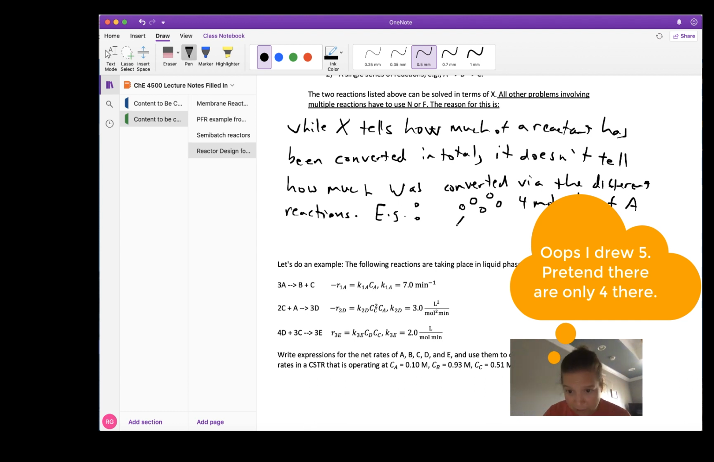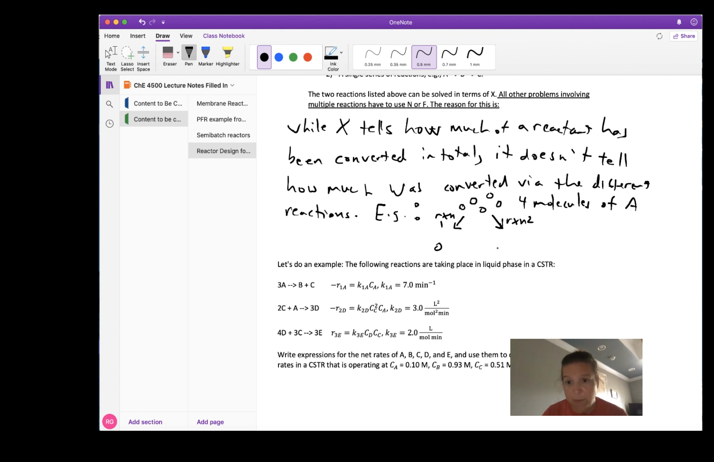and I have one reaction, call this reaction 1, and I have another reaction 2, and reaction 1 consumes 1 molecule and reaction 2 consumes 2 molecules. Then X_A is equal to 0.75, but that only tells me the total amount converted. It does not tell me the extent of reaction 1 and the extent of reaction 2, which I would need in order to solve the problem.